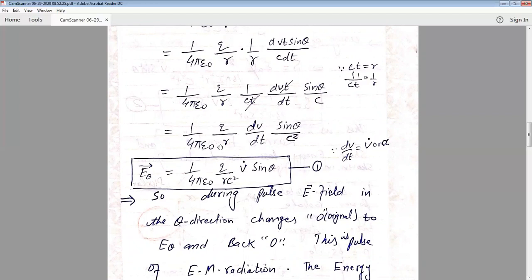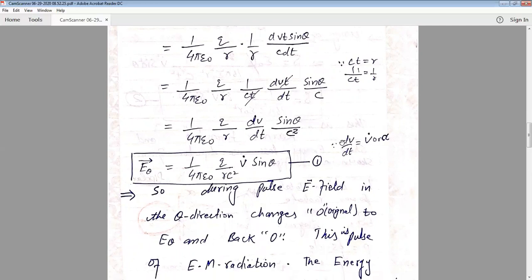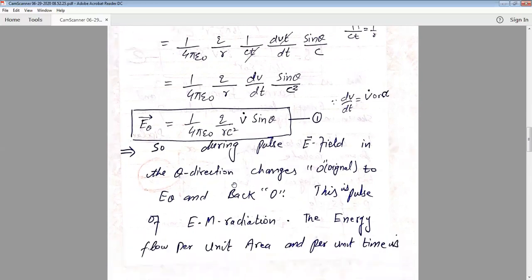1 over 4 pi epsilon naught, q over r, dv over dt, and sine theta over c square. C and c multiply and become c square. We know that the time derivative of velocity is equal to acceleration. Then we take the term acceleration here, that will be this. So this equation, let's say, is called 1.